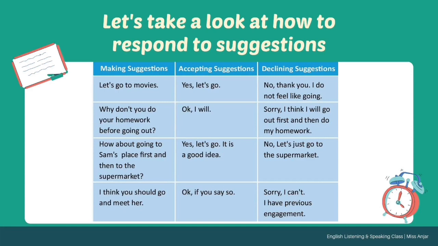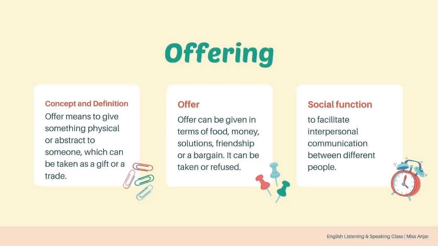Okay, the last example here we have, I think you should go and meet her. So we use I think when you make the suggestion. When you think that it's a good idea and you want to accept the suggestion, you can respond by saying, if you say so, okay. And then you may also decline: sorry, I can't, I have a previous engagement, you have another appointment. Alright, so here are four suggestions.